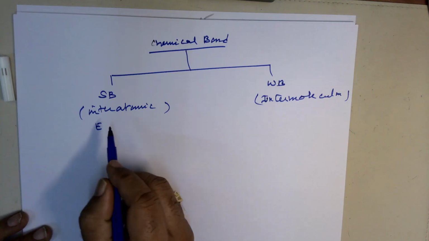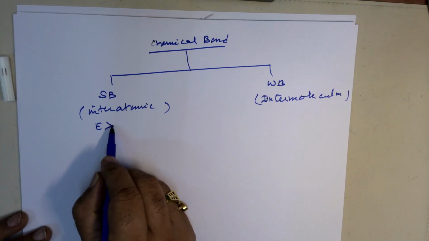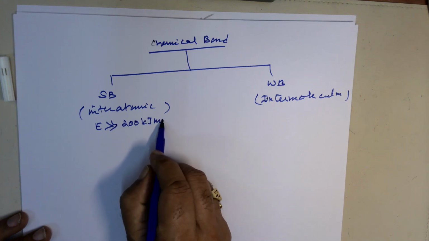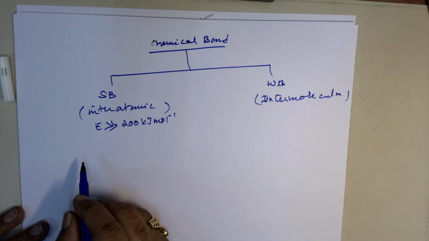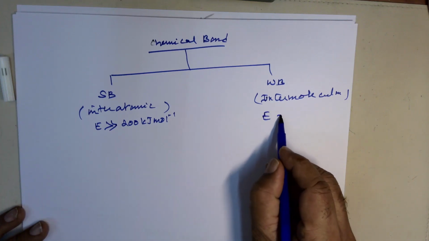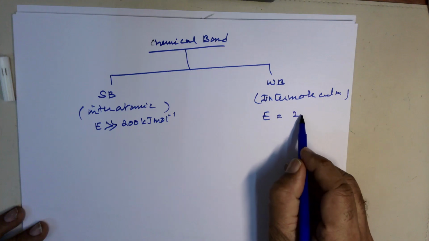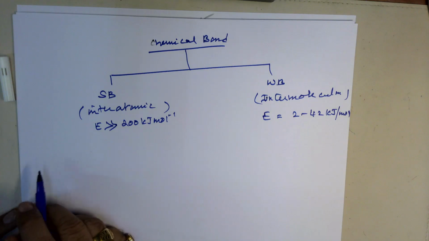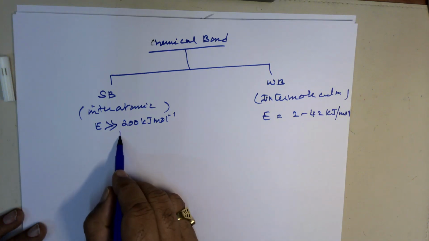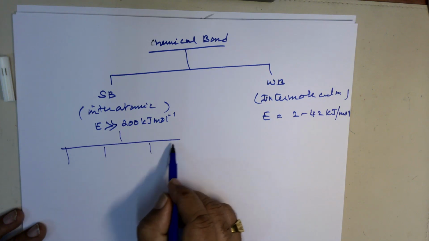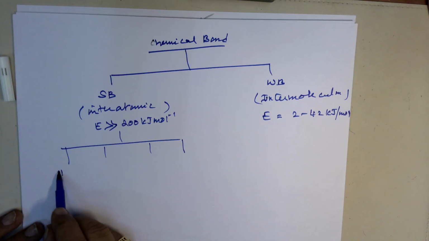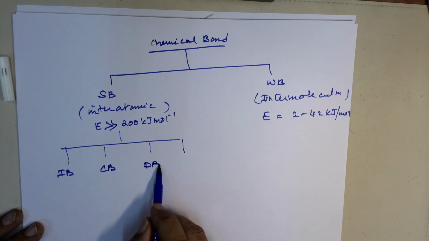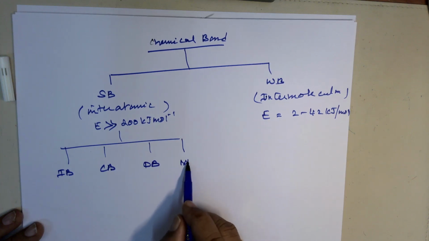So the energy is approximately greater than 200 kilojoule per mole, whereas for weak bonds they are in the range of about 2 to 42 kilojoule per mole. The strong bonds we discussed yesterday are classified into ionic bond, covalent bond, coordinate bond or dative bond, and then metallic bond.